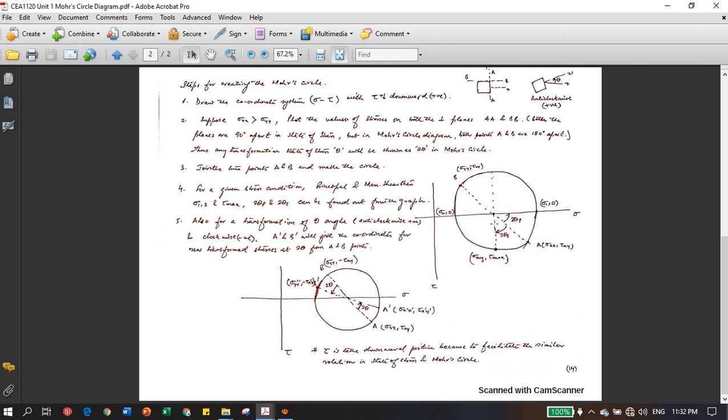You can also calculate the value of 2 theta P. 2 theta P is the angle between the normal state of stress and this horizontal line. This is the value of principal stresses, sigma 1 and sigma 2, and this is the value of maximum shear stress. Where will it be maximum? Over here. Just put a perpendicular line and you can calculate the maximum shear stress.